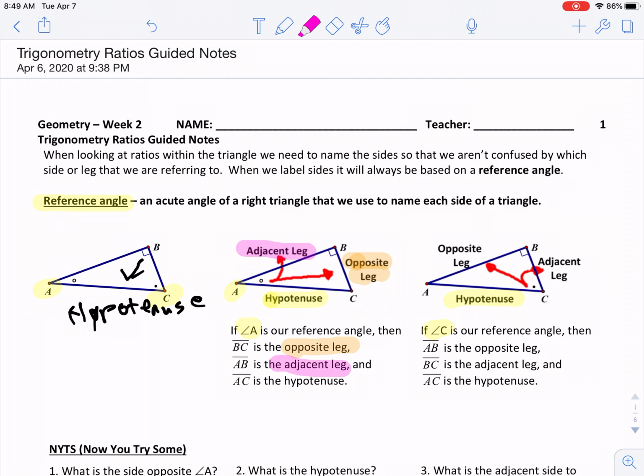All right. So opposite is always opposite. Hypotenuse is always across from 90. Adjacent is always the side that makes the angle we're looking at, but is not the hypotenuse.